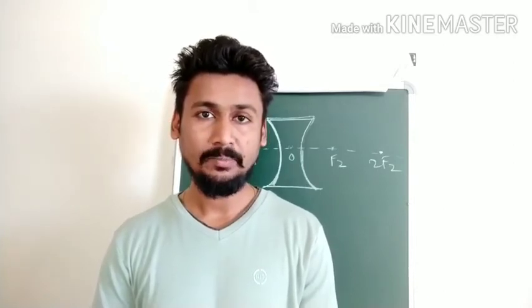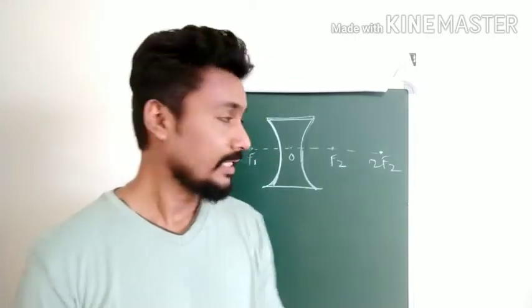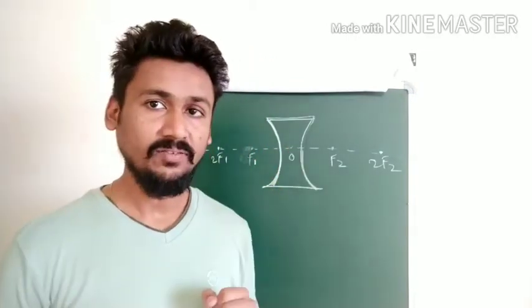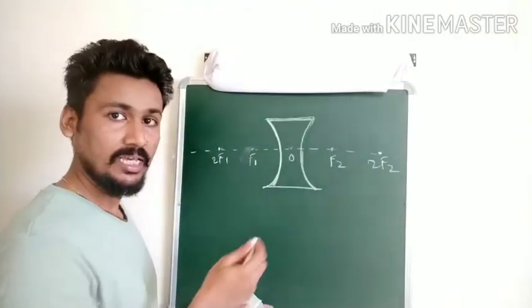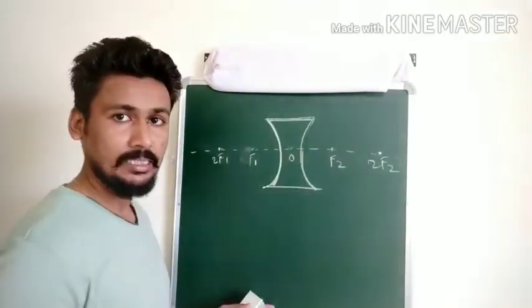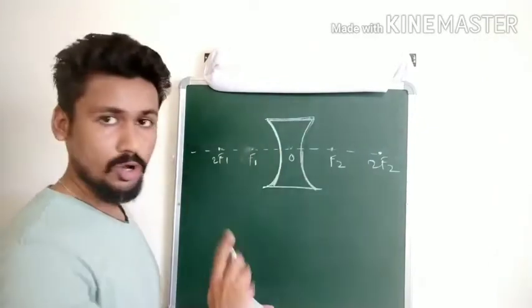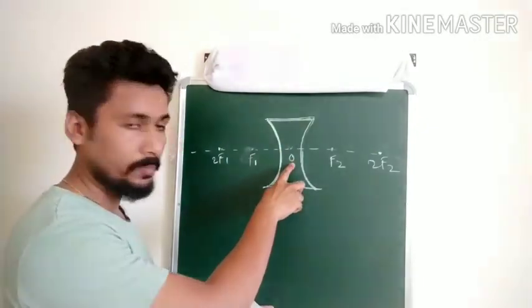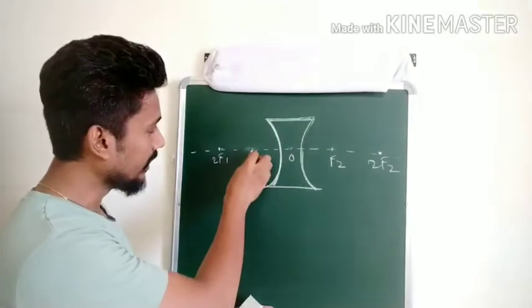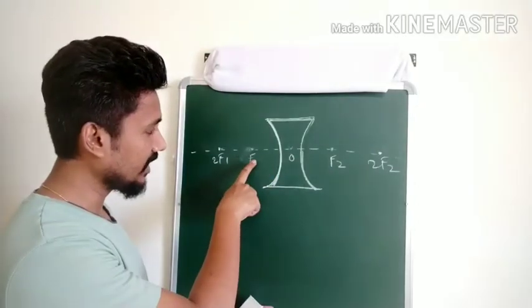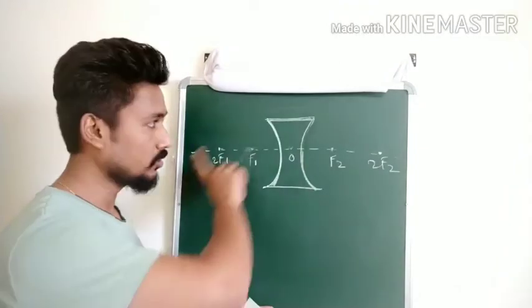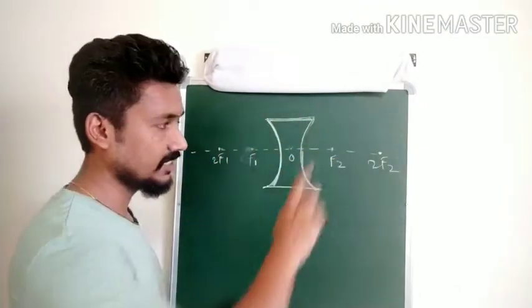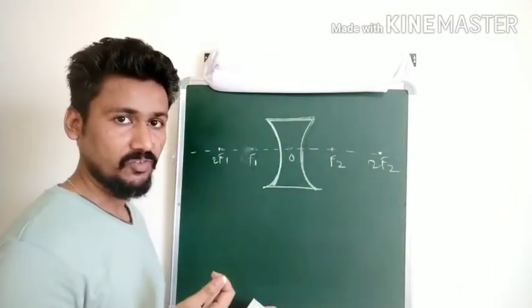Okay, so let's begin. Here you see a concave lens. Of course, you identify a concave lens because it is thinner in the middle. This is the optical center O. On the left hand side we have F1 and 2F1, and on the right hand side we have F2 and 2F2. This dotted line is our principal axis, same as before.